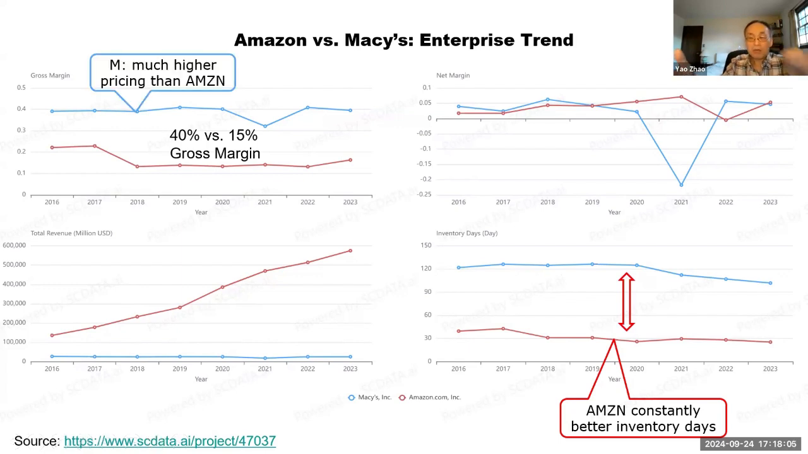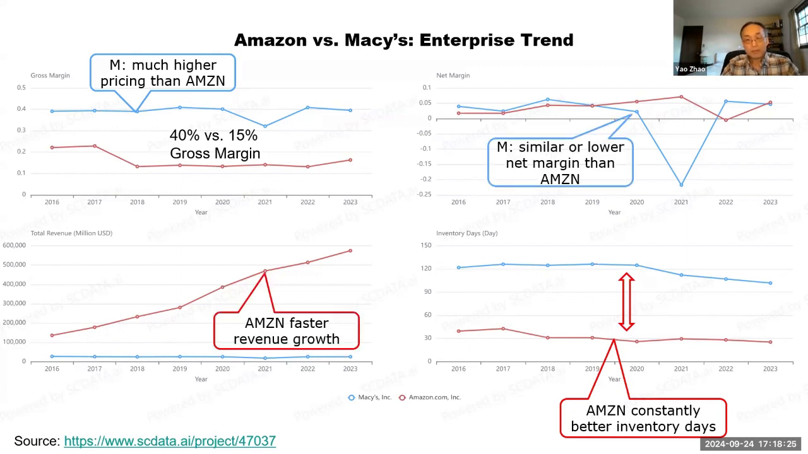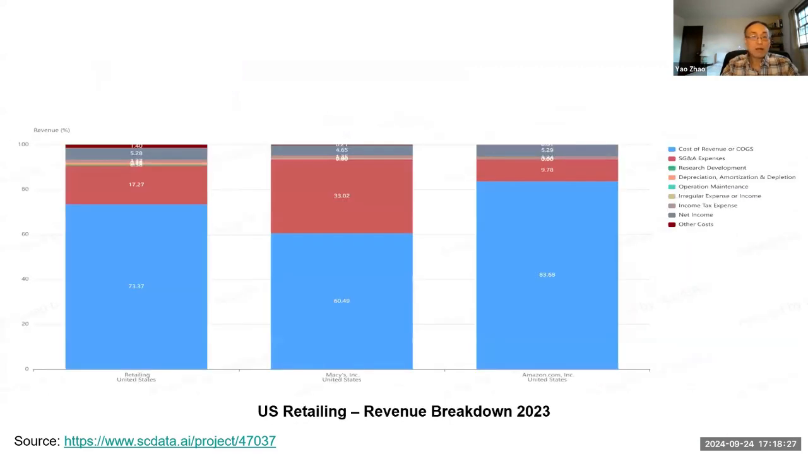Right? Just use this example. I want to show that if you do external business intelligence using competitors' data, sometimes it's much more informative, right? Because your competitors may use a completely different strategy, which can be really useful for you. Now you can also break down the revenue to see what the cost components are.